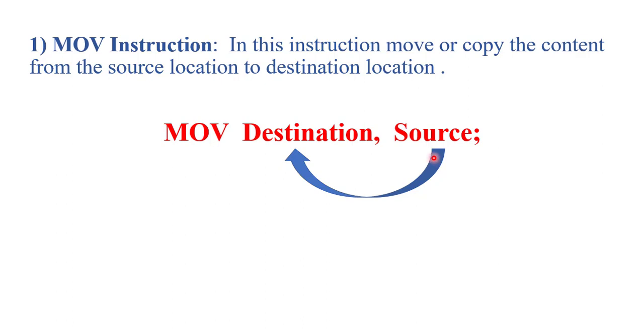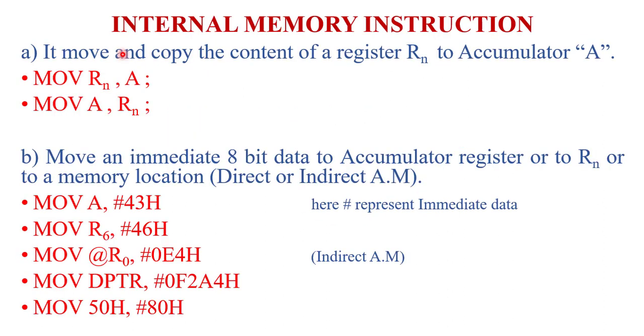So in this instruction, the content of source location is copied into the destination location. So here I explain you number of different type of move instructions. These come into the category of internal memory instruction. Internal memory instruction means here we move data or copy data between the internal memory of 8051 microcontroller.